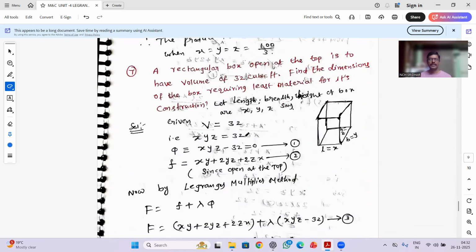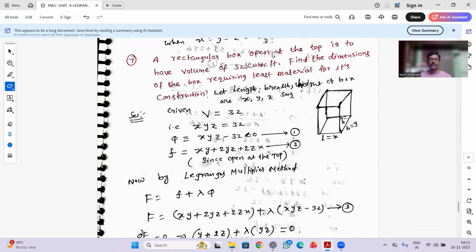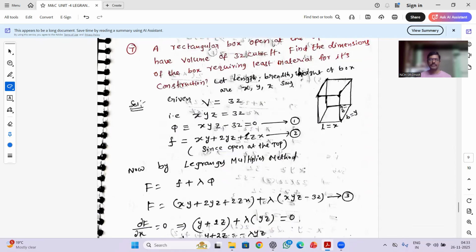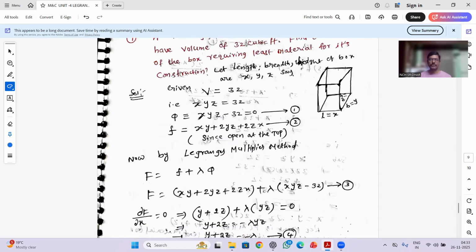So one problem is there: a rectangular box open at the top has a volume of 32 cubic feet. Find the dimensions of the box requiring least material for its construction. So the open rectangular box of 32 cubic units, that means the volume is given for the rectangular box, that is xyz is equals to 32, the volume formula. So this is our condition. And for the open rectangular box, the top is not there, so we can take it as xy plus 2yz plus 2zx.